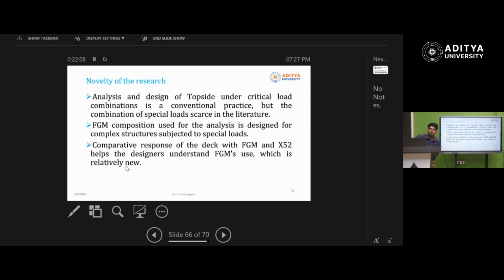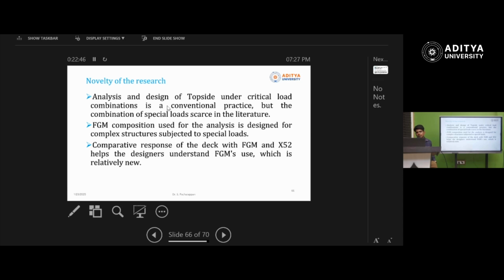Novelty can be obtained in different ways. One thing is, if it is experimental work, we go for a new methodology or new combination. For example, here, a few of the novelties of my work are the topside under critical load combination. First of all, that is a conventional practice, but if you go for special loads, that combination itself is one of the novelties. Then the second thing is the FGM composition used for this research work offers higher resistance to pressure and temperature, offers good weldability, and offers higher resistance to corrosion. That is one of the novelties.